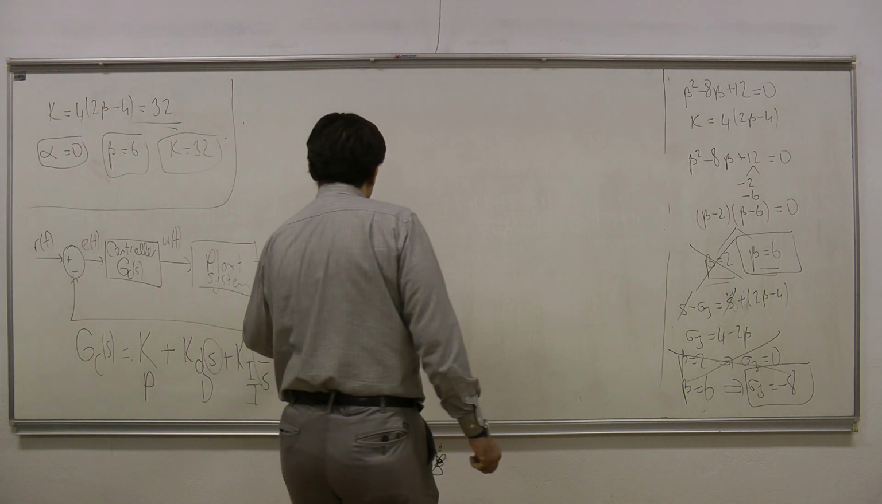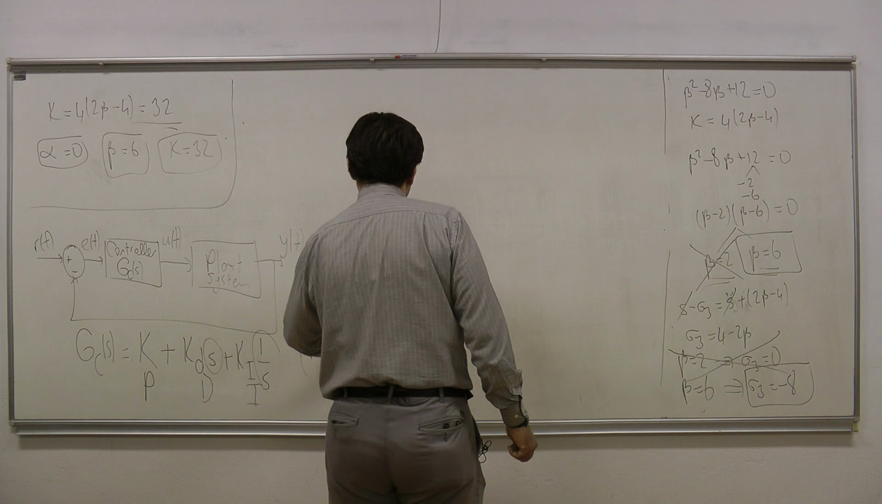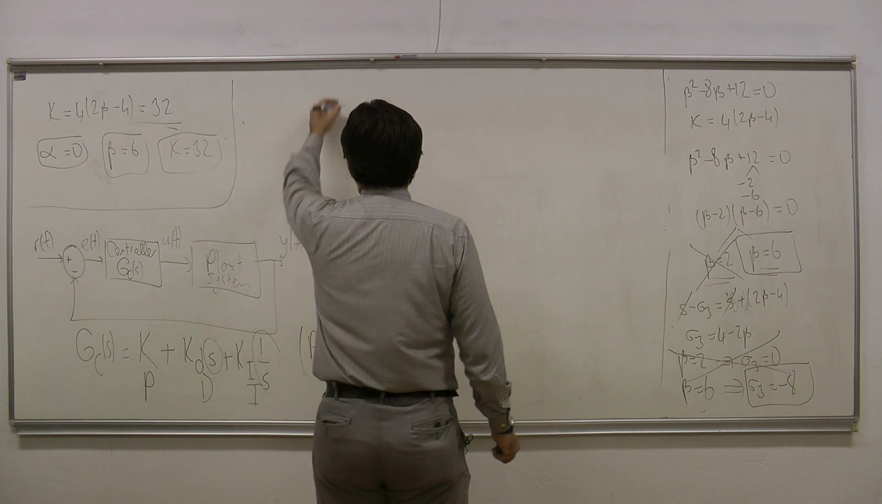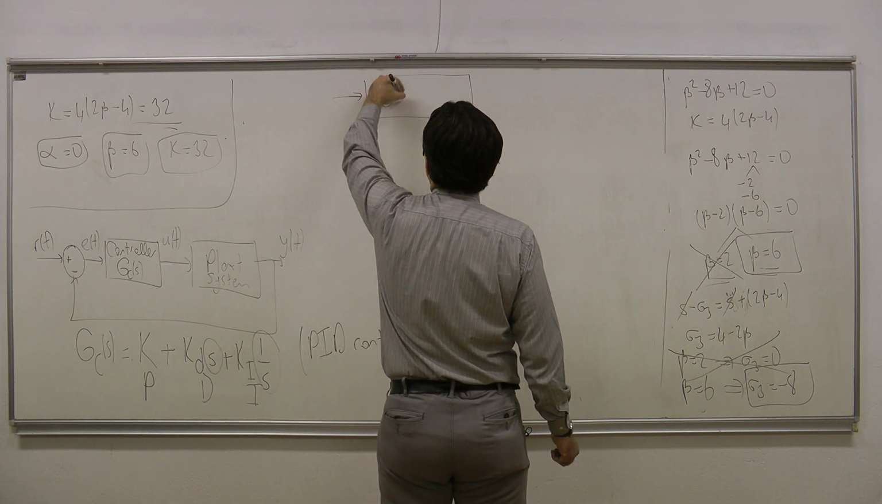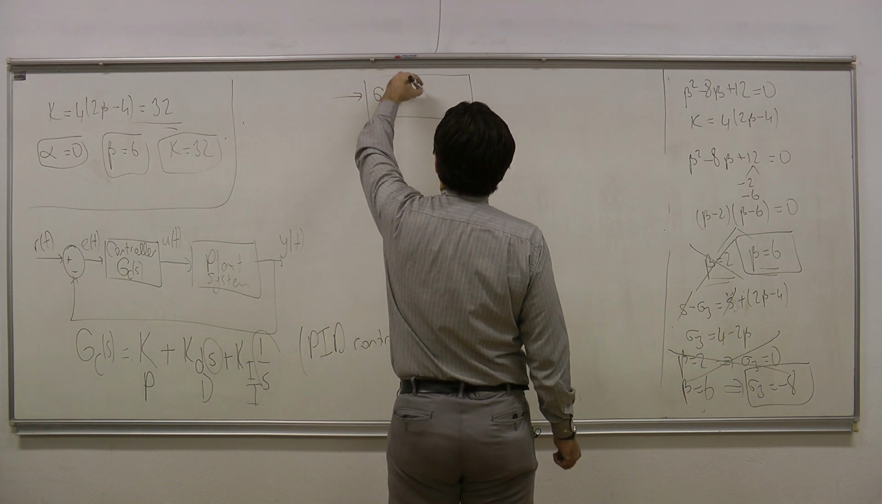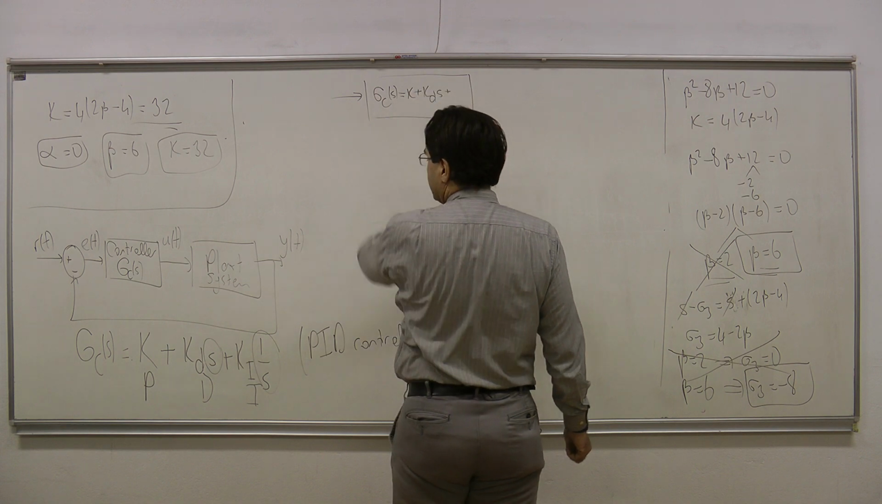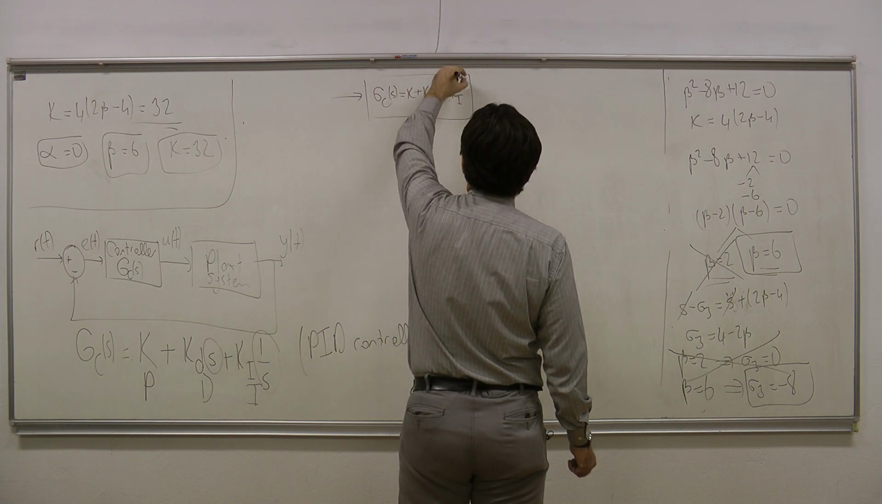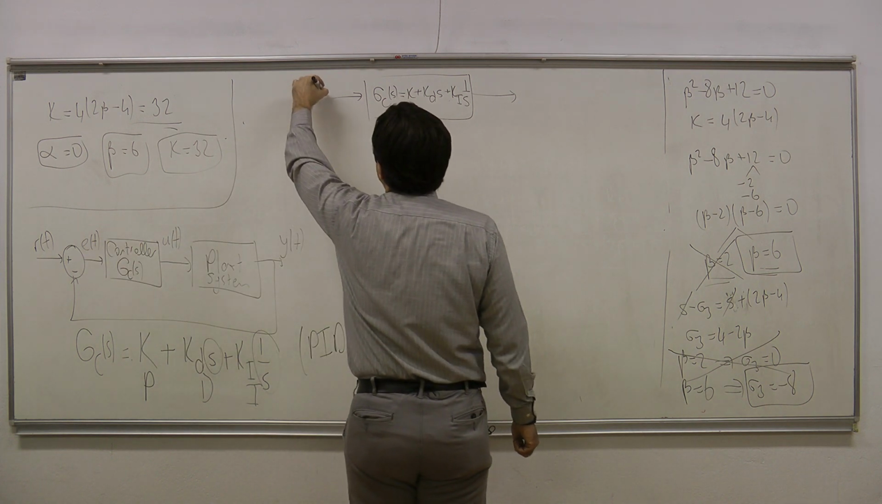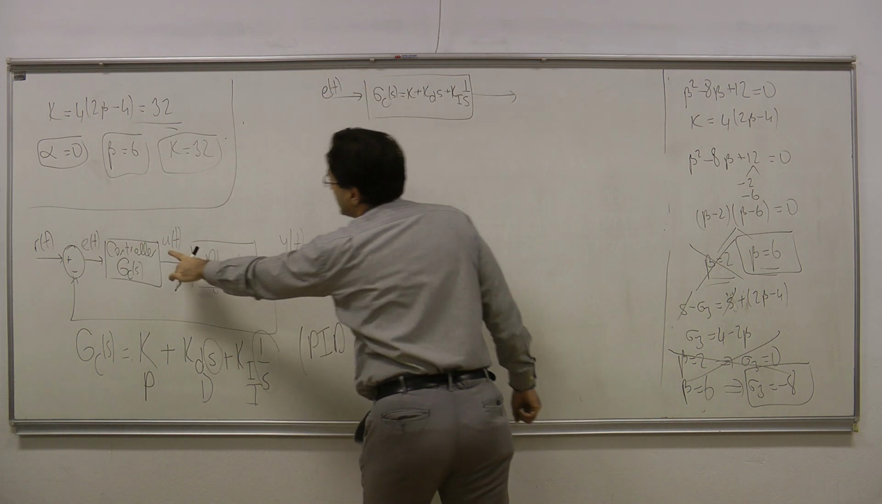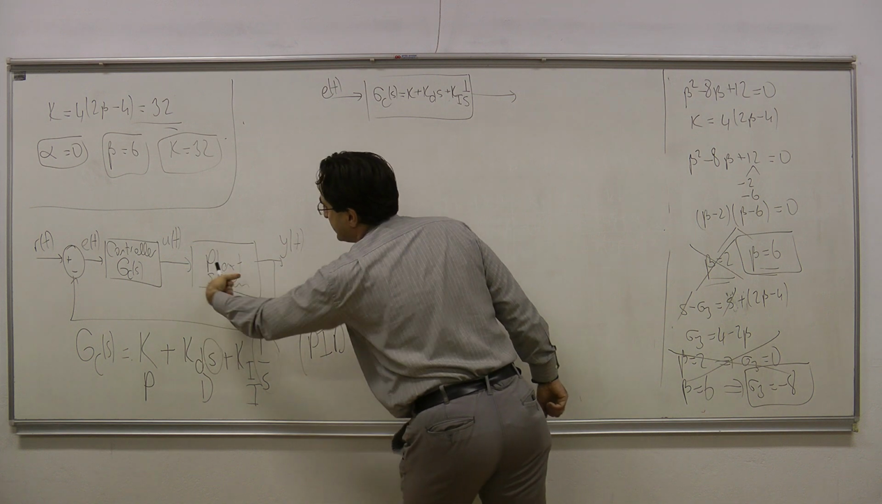So this is the PID controller. When you look at the Gc(s) here, which is K plus KD s plus KI times 1 over s, the input of the controller is the error signal, e(t). The output of the controller is the input to the system.